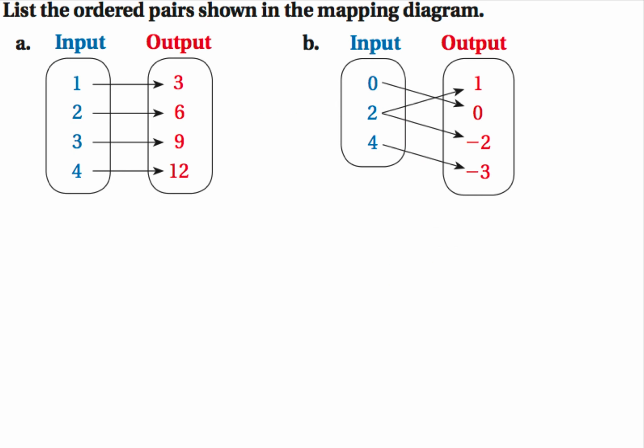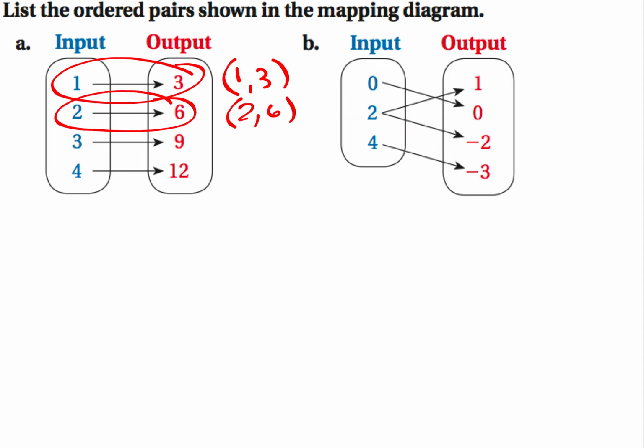Let's list the ordered pairs from each mapping diagram. Well, the ordered pairs, each arrow gives us an ordered pair. (1, 3). 2 goes to 6, so that's (2, 6). 3 goes to 9, that's (3, 9). And 4 goes to 12, that's (4, 12). Those are all the ordered pairs in the mapping diagram. Every arrow becomes an ordered pair.